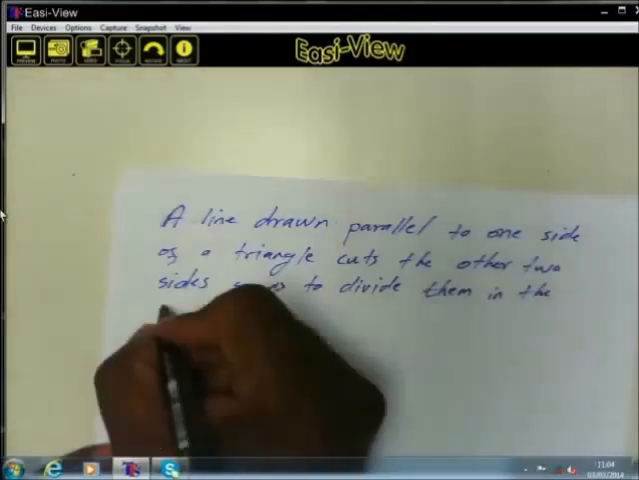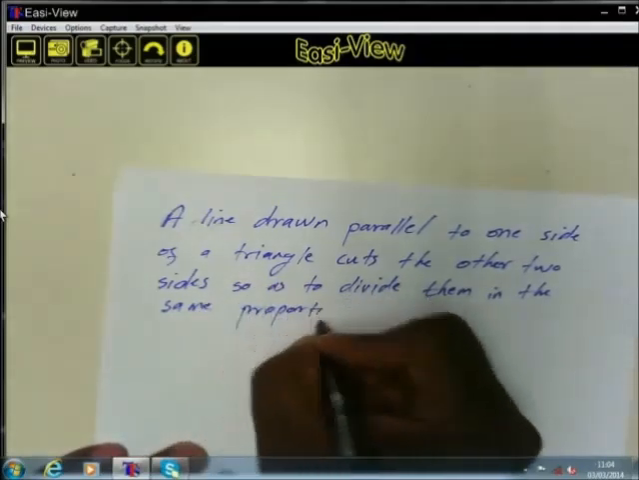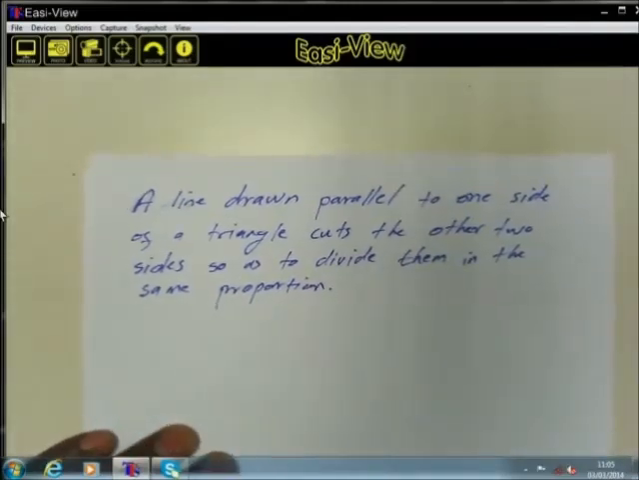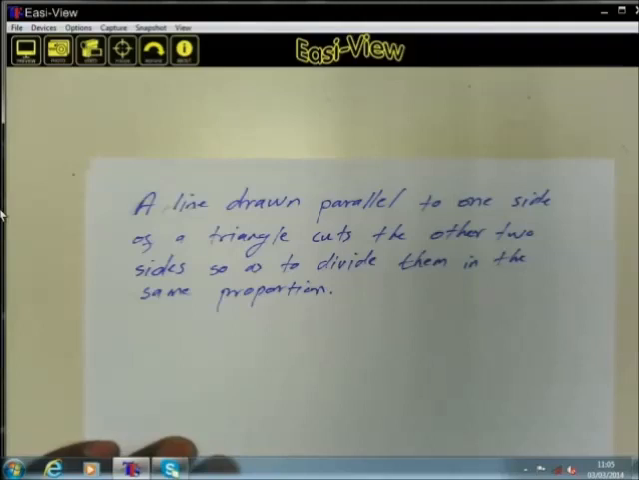The first theorem in grade 12, remember, is the one that states a line drawn parallel to one side of a triangle cuts the other two sides so as to divide them in the same proportion. That is the theorem. Let's analyze the theorem. And remember, when you analyze the theorem, we must be able to identify the required to prove part as well as the given part.